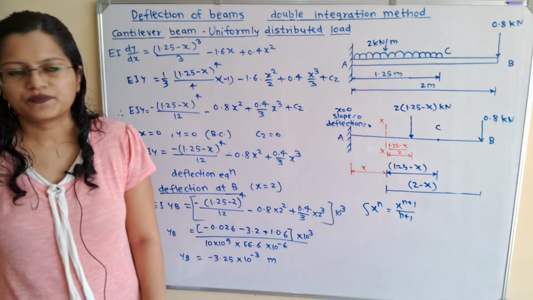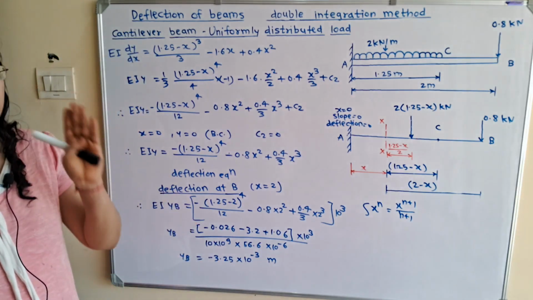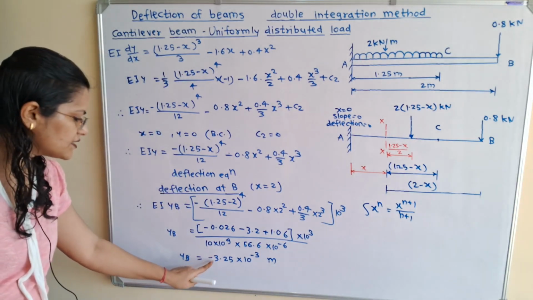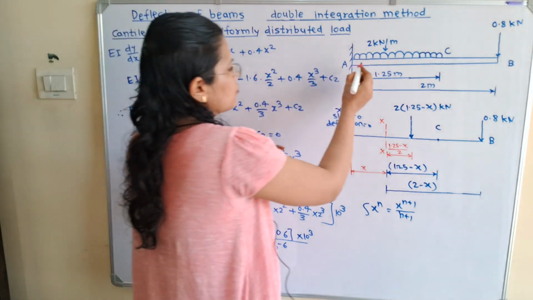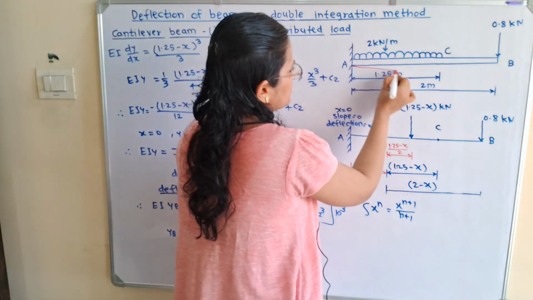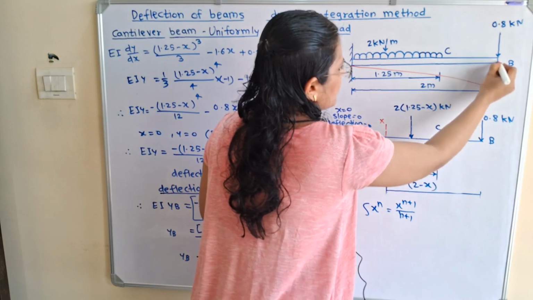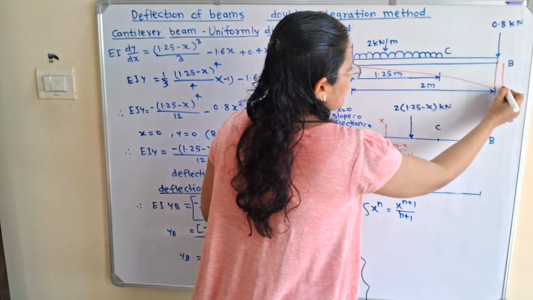Now if we show this deflection YB, then it is in the downward direction, and that's why there is the negative sign. So we have to show this deflection. This deflection will be in this way, and this deflection at B, that is this vertical distance from B to B dash, is known as YB.